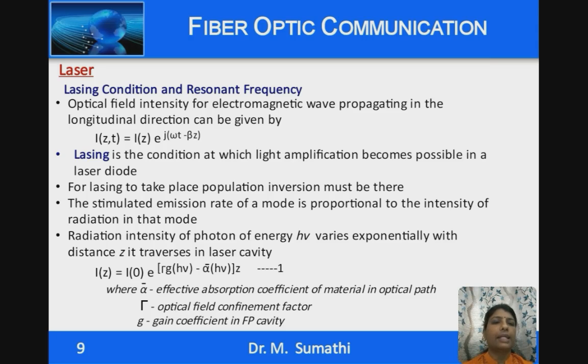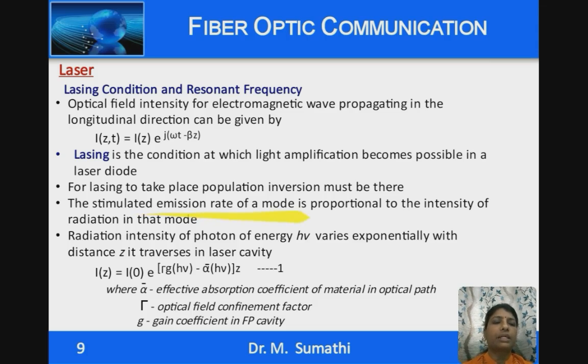Now let us look into the lasing condition and resonant frequency. Only when the gain is sufficient, light gets emitted with high intensity. So the optical field intensity can be given by this expression where we consider the z direction to be the longitudinal direction. Lasing is the condition in which light amplification becomes possible in the laser diode. So for lasing to occur, population inversion must be there. That is, there must be more number of electrons in the excited state.